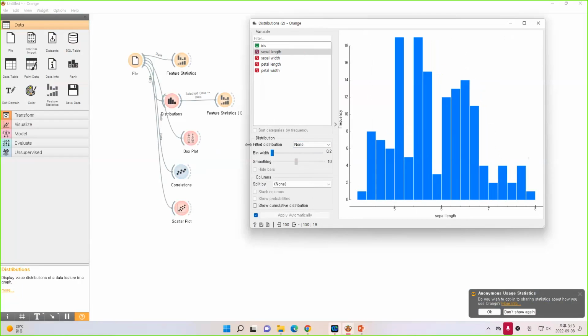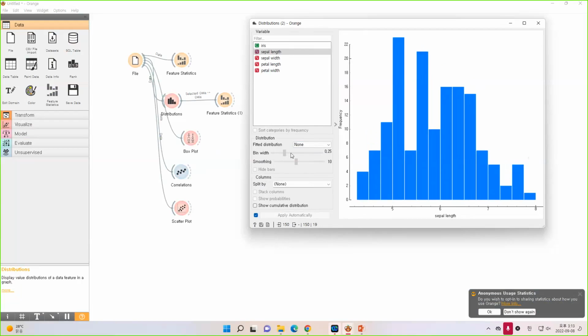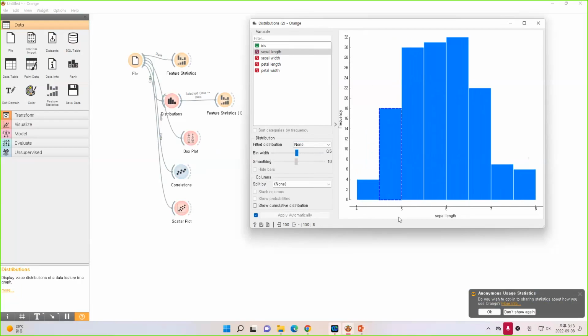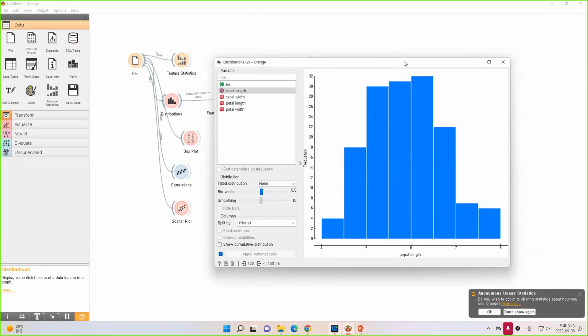Okay, correct, because it is continuous data. You can see the sample length is numeric, and we can select the bin width. If it is 0.2, then it will be every 0.2. If we set it to 0.5, then it will be every 0.5. So we call this the histogram.